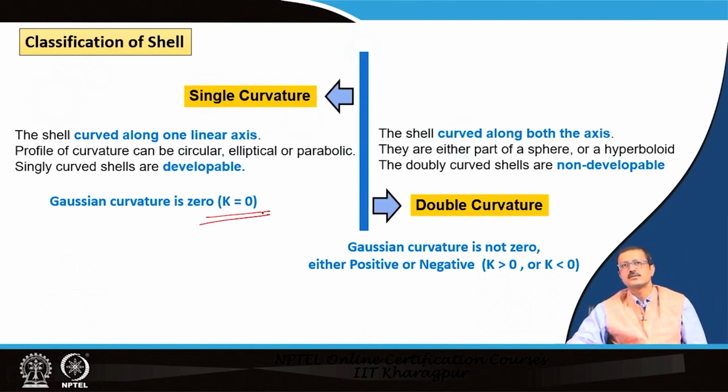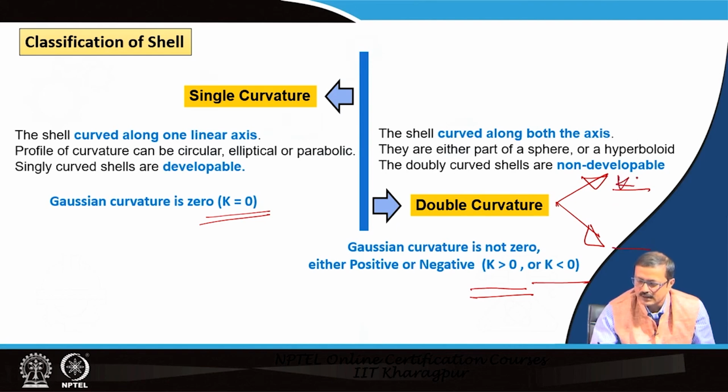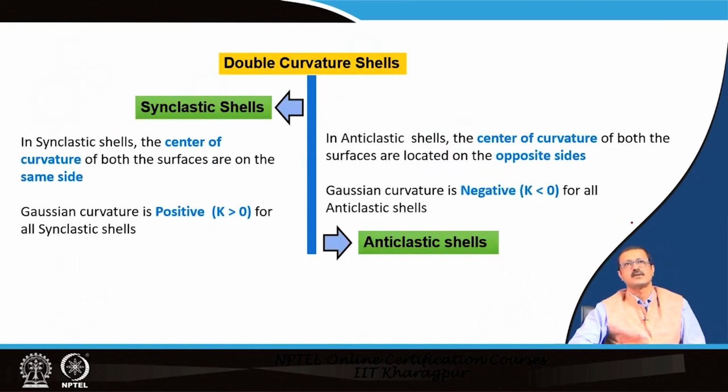Whereas, in the second case, when it is a double curvature, both the values k1 and k2 exist, that is, two curvatures in two different directions exist. Now k will be either a positive or a negative number, by virtue of the signs of k1 and k2. If both are positive, k is positive, and if both are negative, k is positive too. If one is positive and one is negative, then k is negative. So we can further classify this double curvature shell into two types. We will see in the next slide how we are going to classify those.